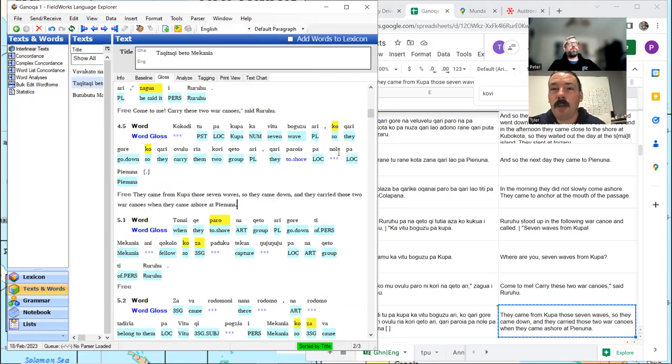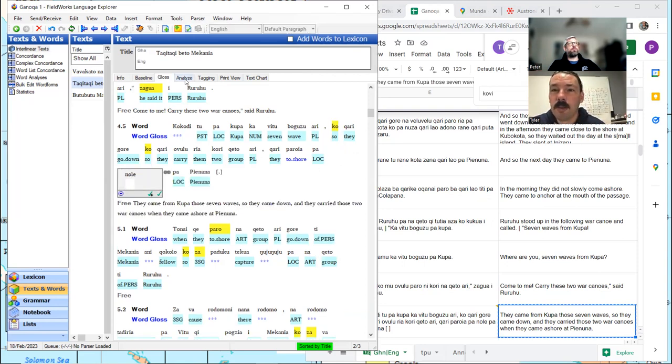Okay, so it looks like kokondi is a verb of motion. They came from Kupa, those seven waves, not kuku. So they came down and they carried those two war canoes. When they came ashore, what is when? When they came ashore at Pienuna. Is there a part that means when? I don't see it. Kokondi is going to be come. Kamu. Koko. Let me do a search.